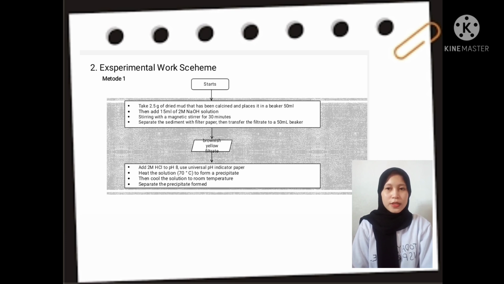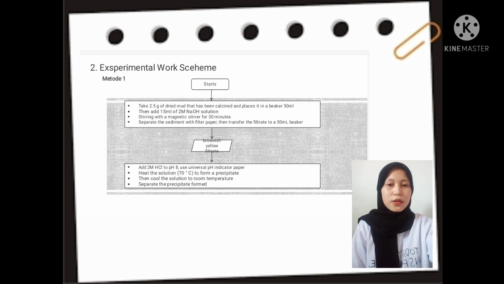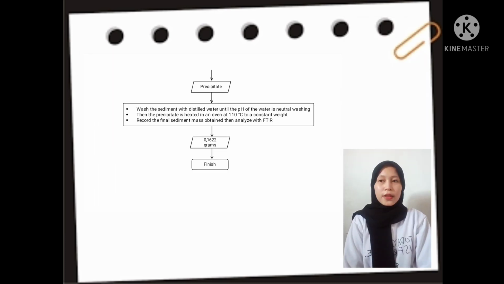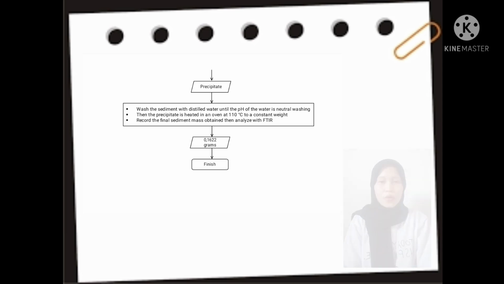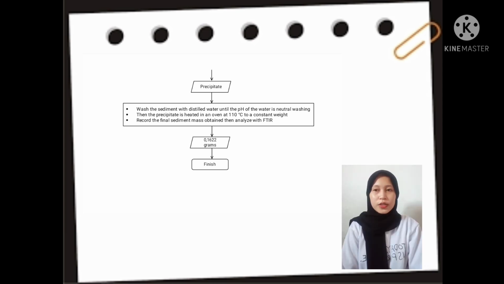Heat the solution to 70 degrees Celsius to form a precipitate. Then cool the solution to room temperature. Next, separate the precipitate formed. Next, wash the sediment with distilled water until the pH of the water is neutral. Then the precipitate is heated in an oven at 110 degrees Celsius to a constant weight. Record the final sediment mass obtained, then analyze with FTIR.